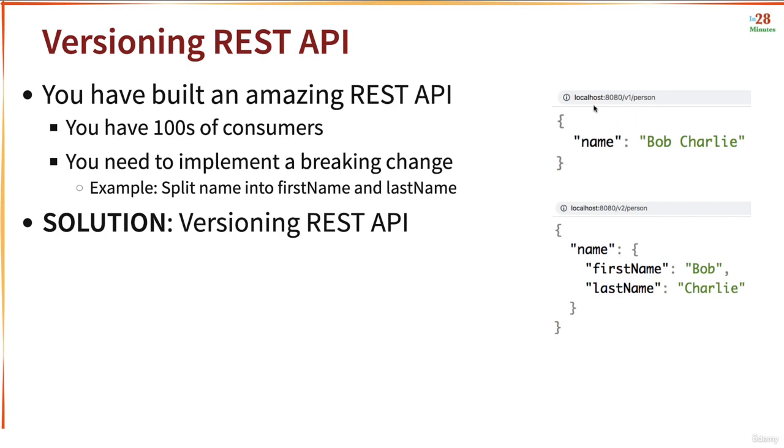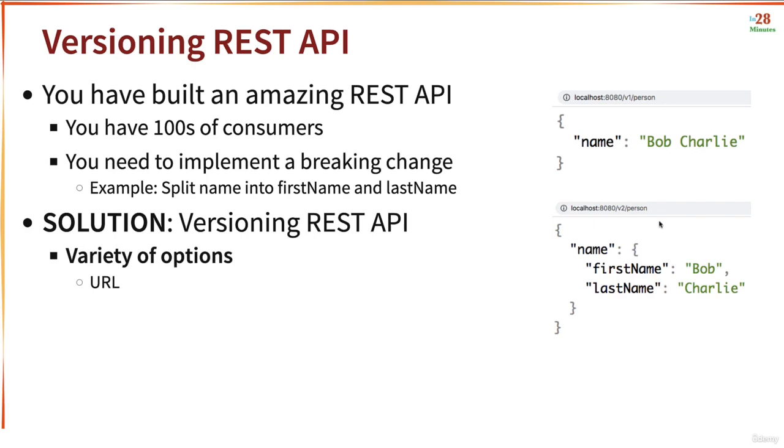We will call this one version 1. We will call this version 2. We will leave version 1 as is. And when the consumers are ready, they can shift from version 1 to version 2 of the API. This will give your consumers the flexibility to switch to the new version of the API whenever they would want to. There are a number of ways you can implement versioning for your APIs.